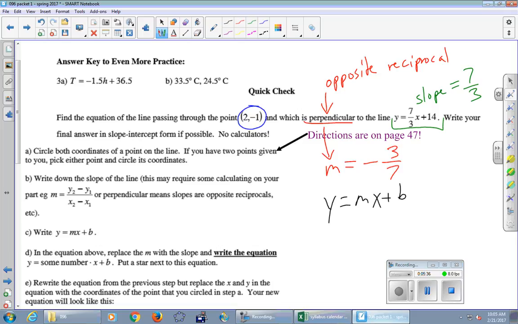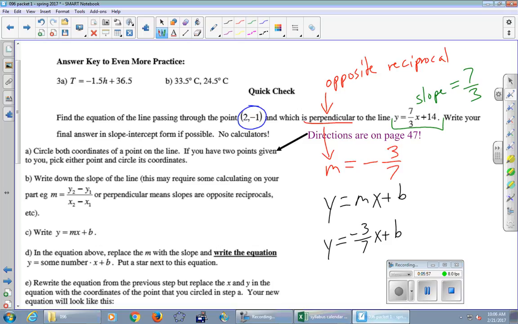It says in the equation above, that is the one that we just wrote, replace the m with the slope and rewrite the entire rest of the equation. So we're copying that whole thing, but we are changing m to what was our slope? -3/7. That goes right there. And you got to copy everything else.